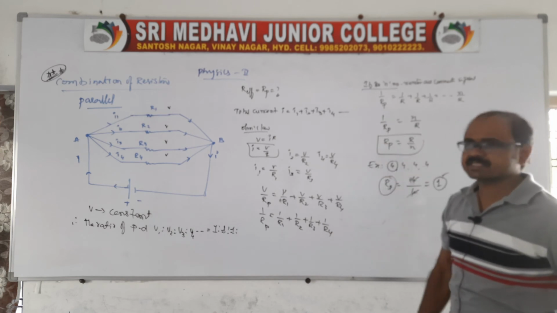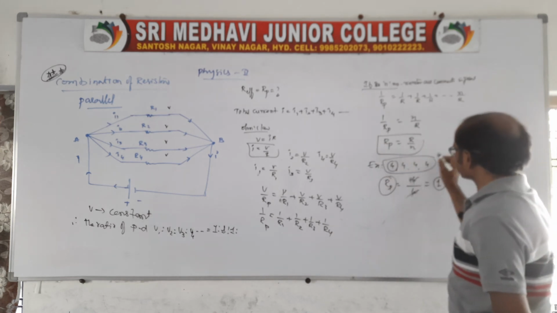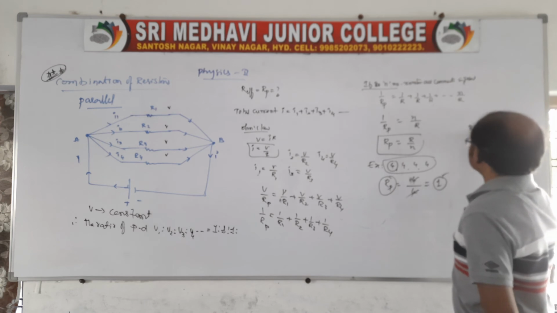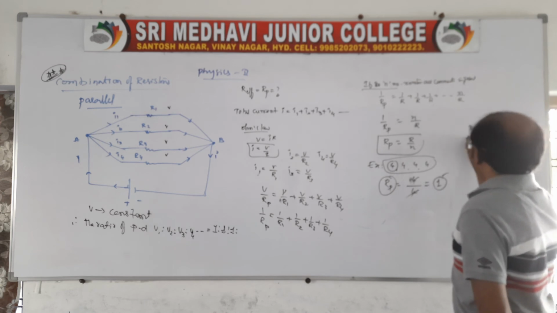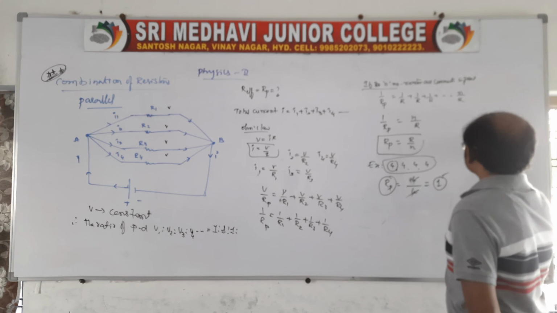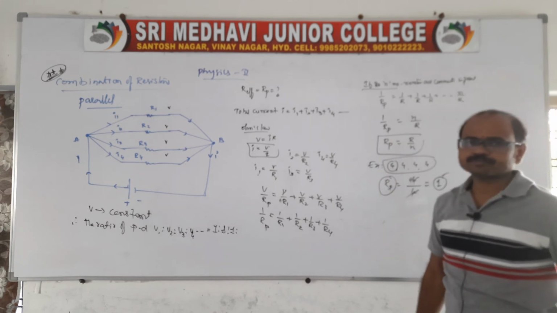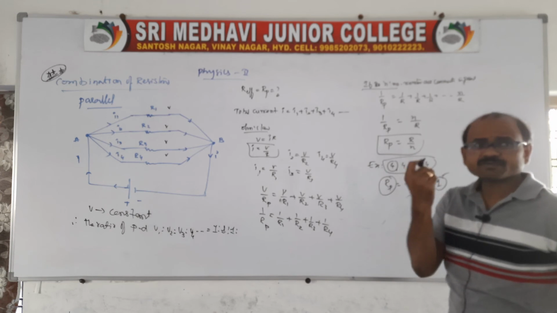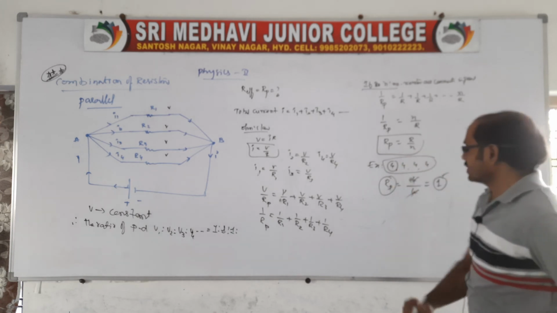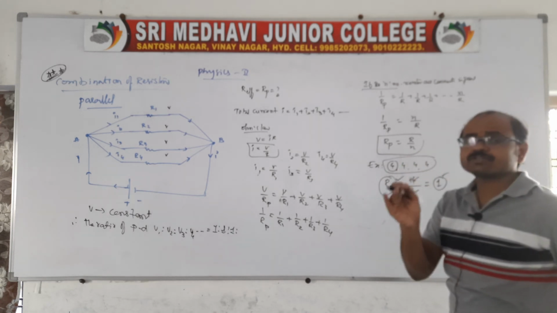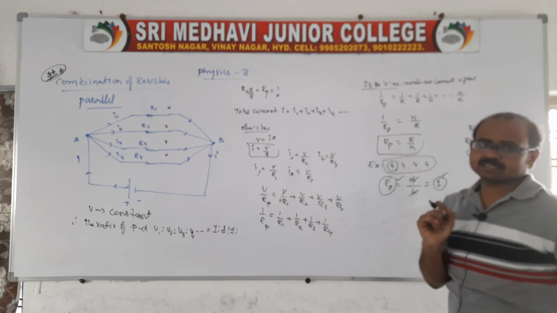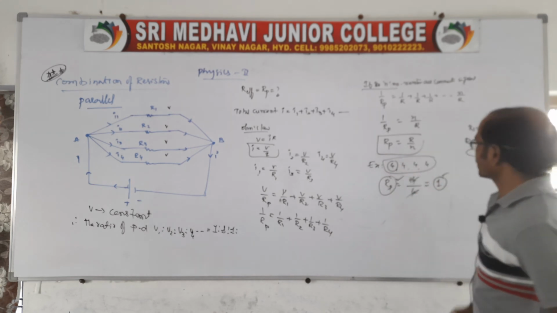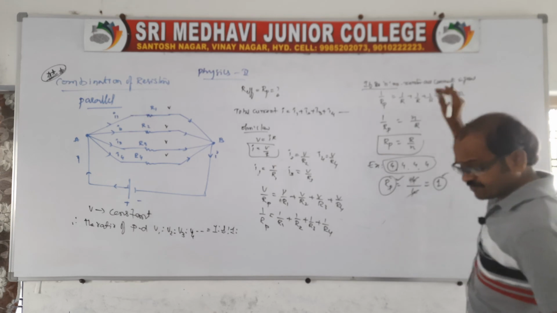Whereas in case of a series combination, Rs is equal to n into R, so Rs is equal to 4 into 4. What is this? 16 ohms we will get. So this increases in case of a series. In a parallel combination the effective resistance decreases, but in a series it increases. This is very, very important.